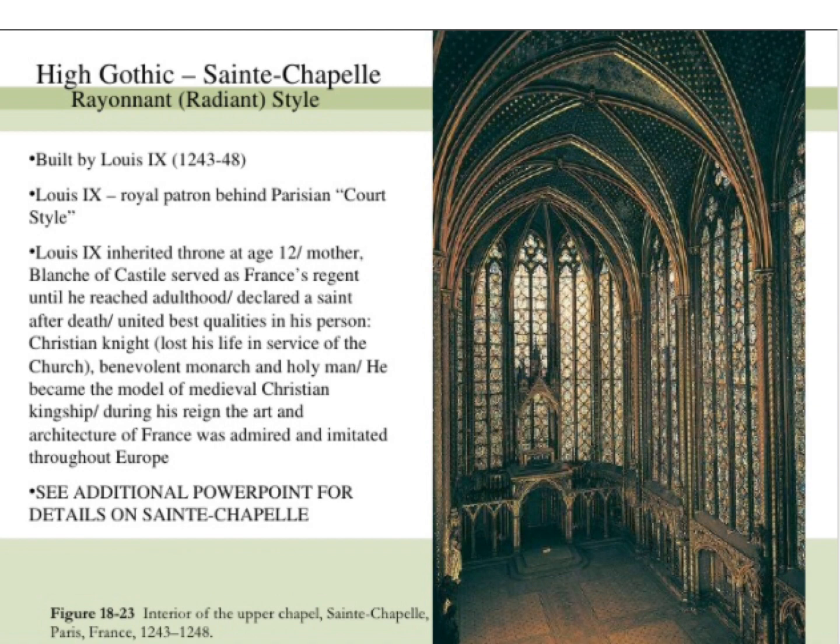It was built by King Louis IX, who was a royal patron of the Parisian courtly style. The Rayonnant style is a style that is preferred by the courts. King Louis inherits the throne at age 12. His mother, Blanche of Castile, served as France's regent until he reached adulthood, which was very common. The regent advised the young king about matters of importance in which they felt the king wasn't old enough to rule on his own yet.